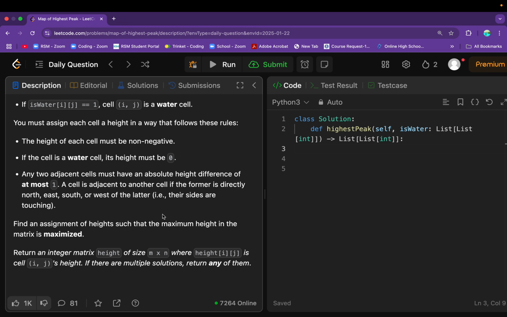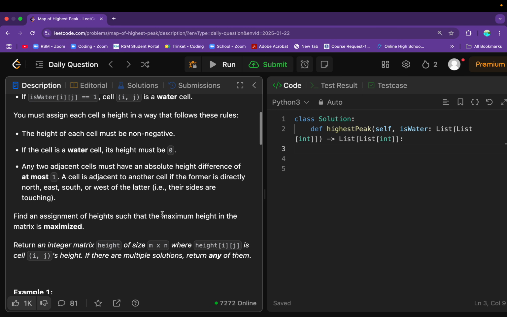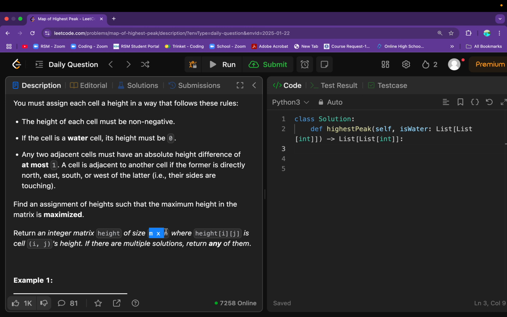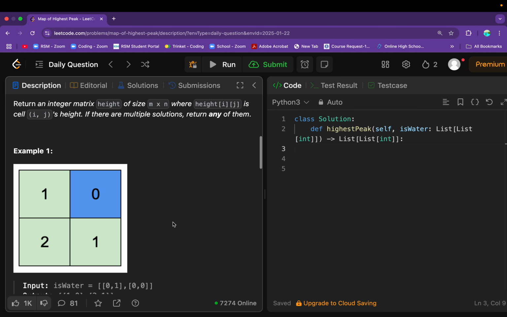We need to find an assignment of heights such that the maximum height in the matrix is maximized. And we need to return an integer matrix height of size m by n, where height at ij is the cell ij's height. If there are multiple solutions, we have the option to return any one of them.